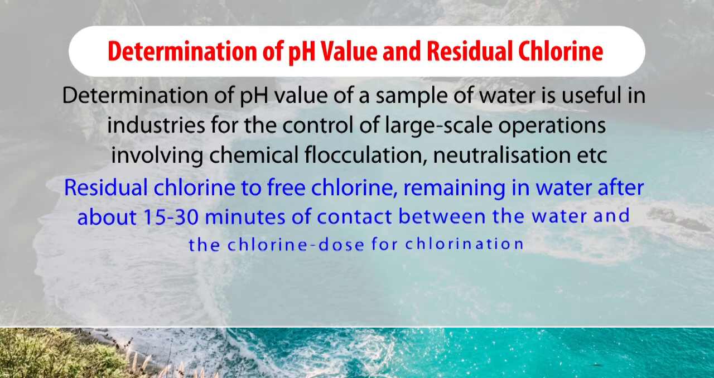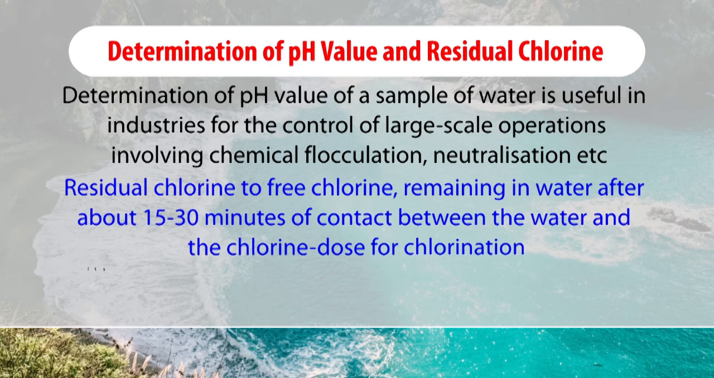Residual chlorine is the free chlorine remaining in water after about 30 to 60 minutes of contact between the water and the chlorine dose for chlorination. Its permissible value varies between 0.05 to 0.2 mg per liter, so that it keeps water safe against pathogenic bacteria.